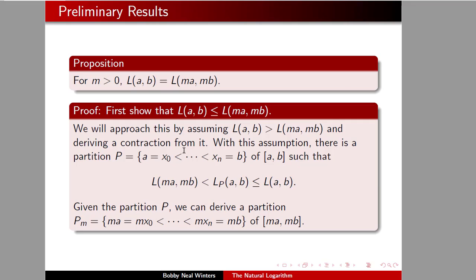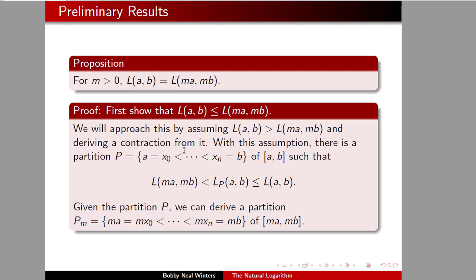We approach this by getting a contradiction. Suppose that L(a, b) is actually bigger than L(ma, mb), and we'll get a contradiction from that. With this assumption, there is a partition P, again usual notation, so that L(ma, mb) is strictly less than L_P(a, b), which of course is less than or equal to L(a, b).